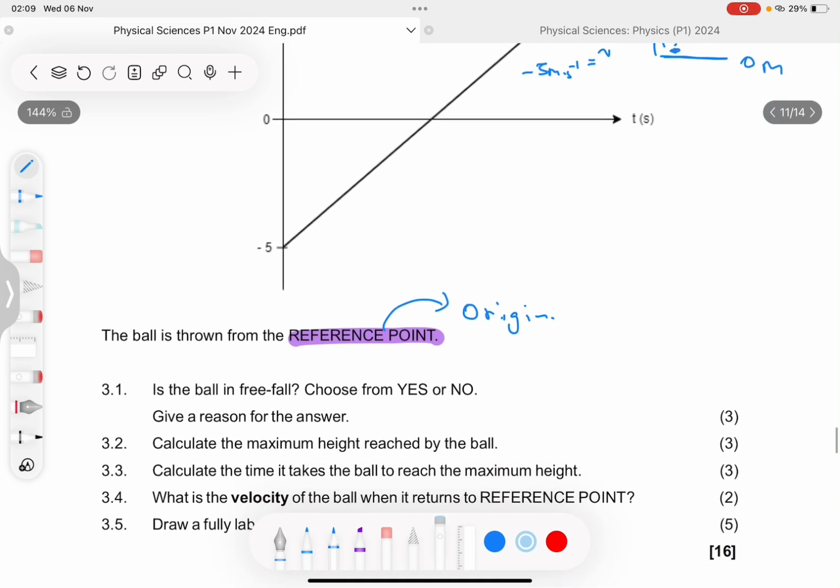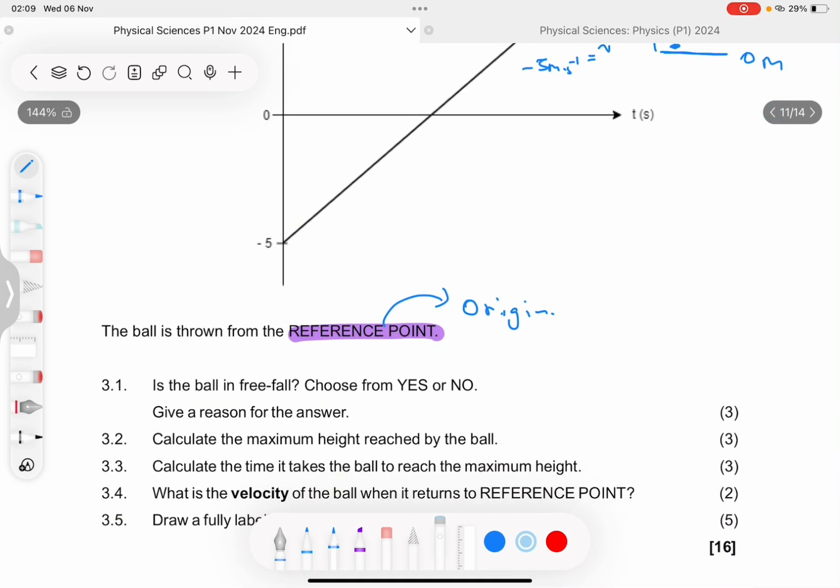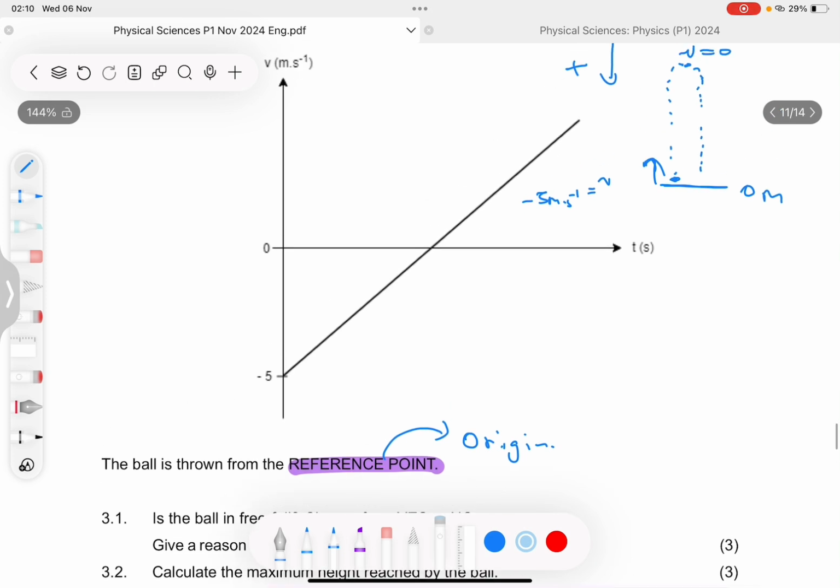And we should be able to answer the problem because we have already understood and know what's going on in our problem, right? There are 2 questions that we'll always get in the physical sciences. Questions that focus on concepts. So this would be questions that ask you to give brief explanations, state laws, right? And the other questions are calculation problems, right? So 3.1 says to us, is the ball in free fall? Choose from yes or no. Give a reason for your answer, right?